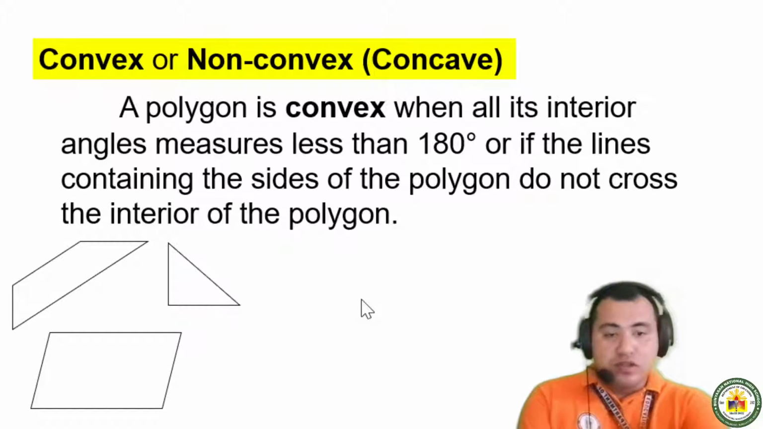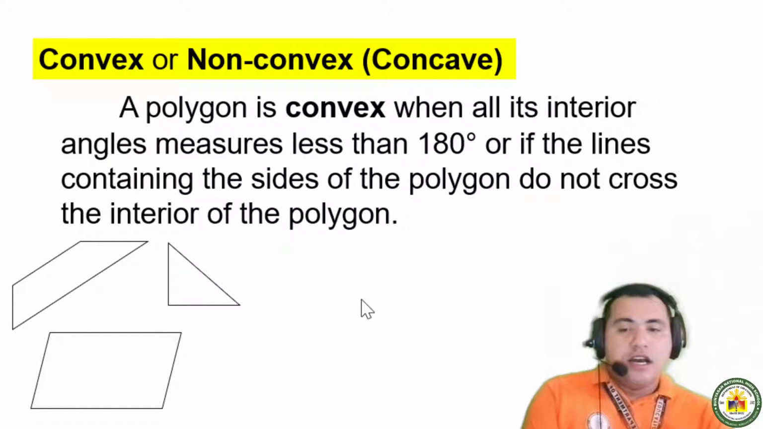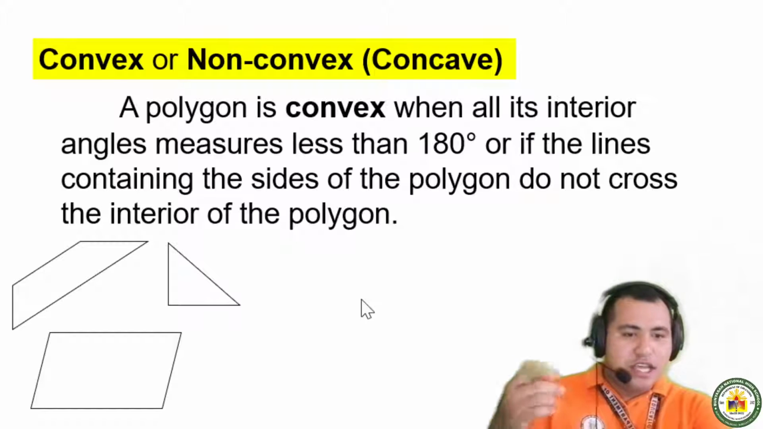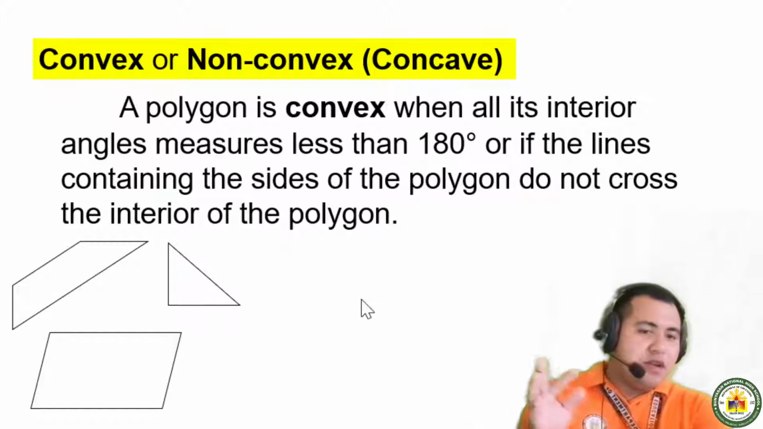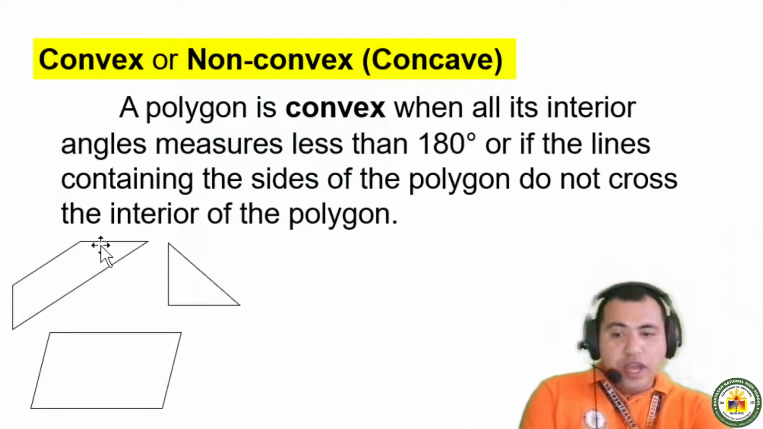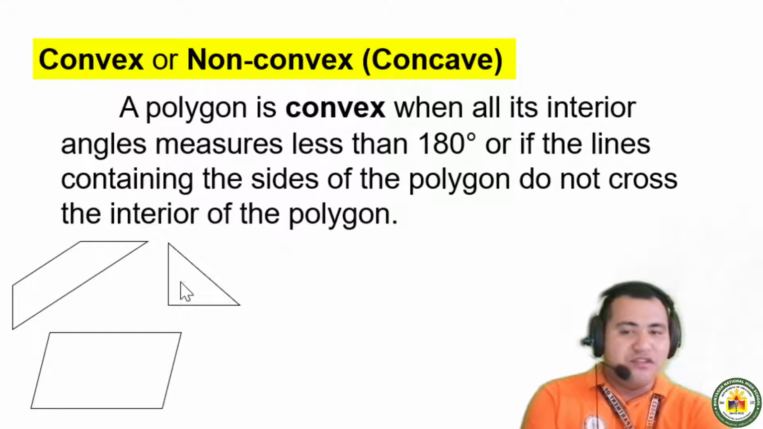Another technique to determine if a polygon is convex is the diagonal. Pwede nimo gamiton ang diagonal para ma-determine kana nga figure as convex or concave. Kung convex, mag-drawing ra ka og diagonal, kung ang diagonal puro naa sa sulod, that is convex.